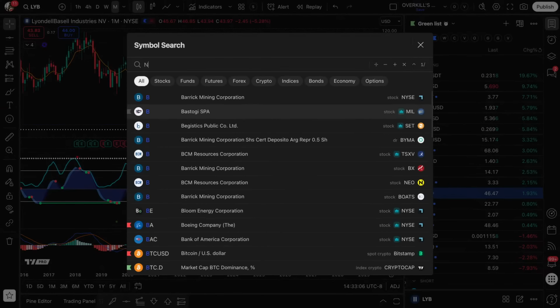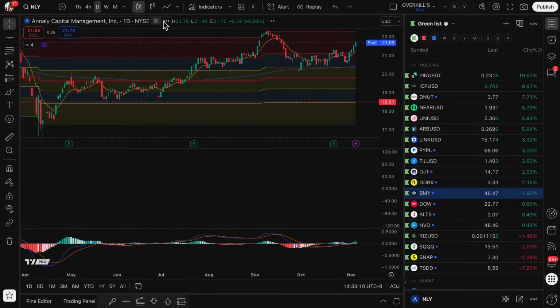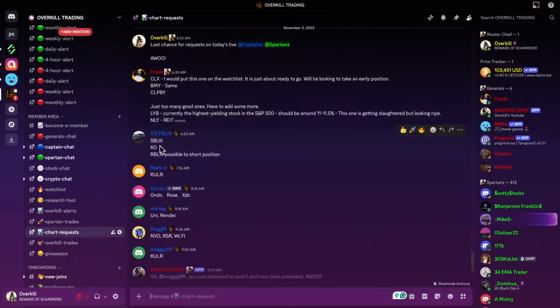NLY. That's great on the monthly. So again, we're in here on the daily. The daily is in the red zone, though. So we'd be looking to sell the next daily red dot here inside of the red zone on NLY.